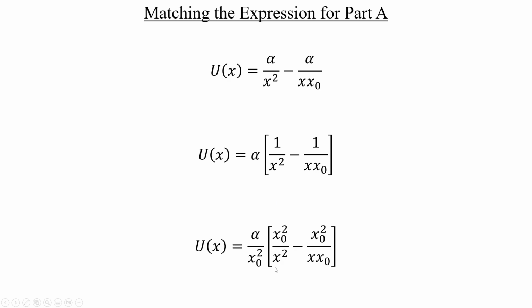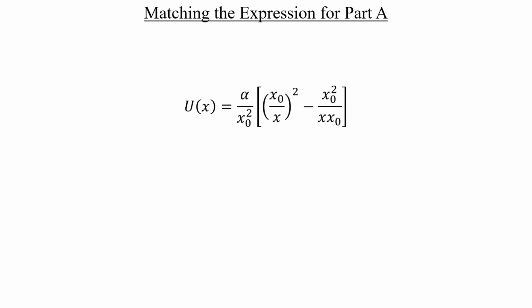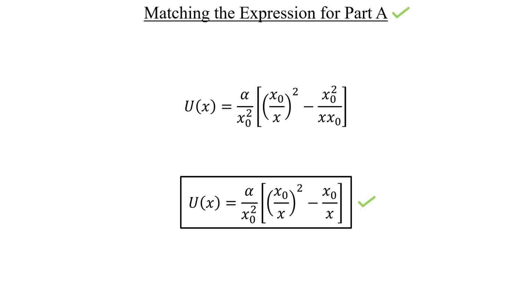The first term inside the square brackets can be rewritten as x naught over x raised to the second power. And in the second term, one factor of x naught in the numerator will cancel out with this one in the denominator. This matches the form from the problem description, so now we can move on to the other 3 requirements in part A. The first is graphing this function.